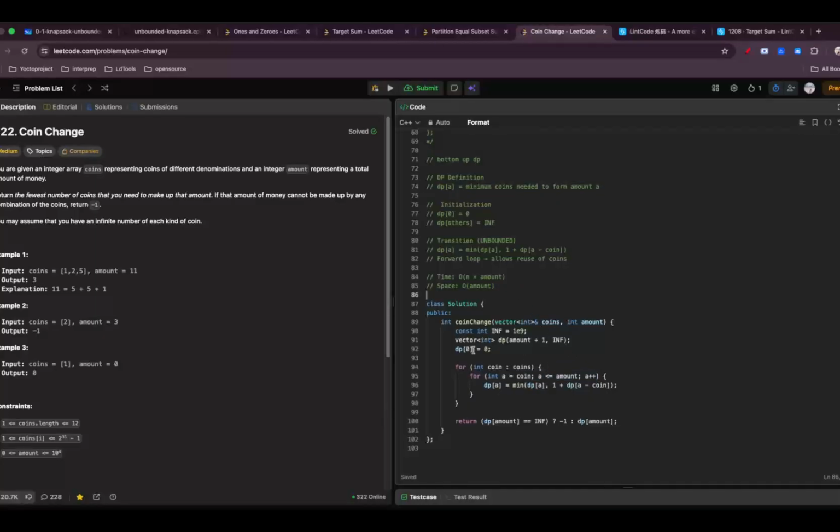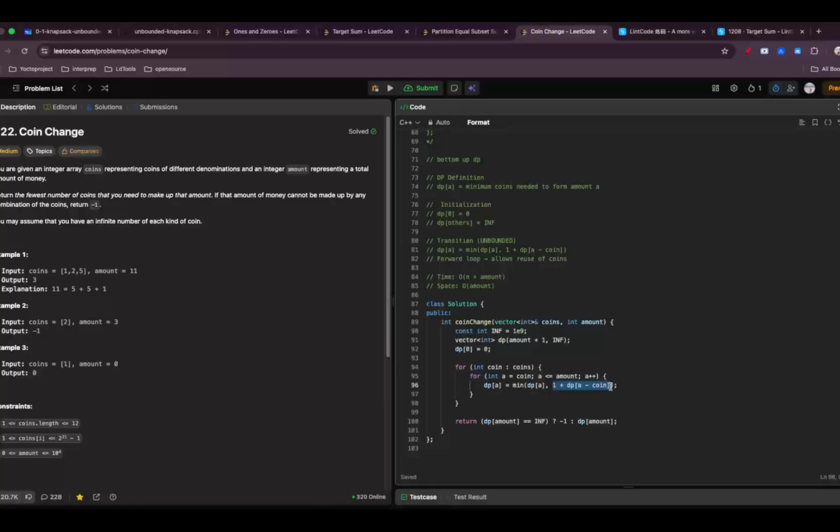But what we are storing is just the amount. Our state is, as I've written, minimum coins needed to form amount A. So at a particular amount, we store how many coins we need to form it, and that should also be minimum. And our transition is between this particular state and some other state.